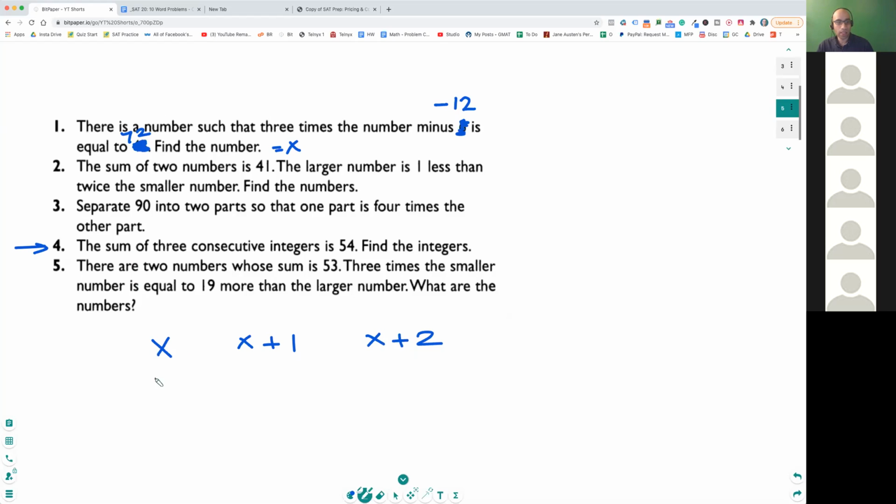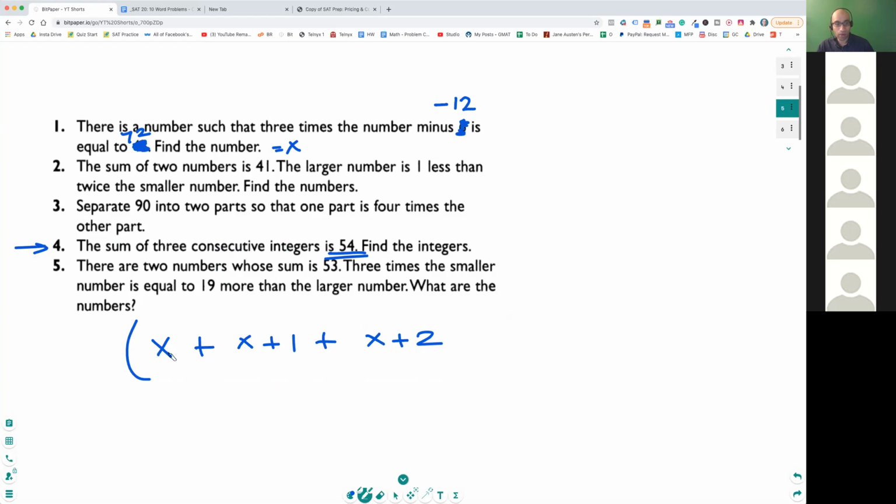Something like 10, 10 plus 1, and 10 plus 2, which gives you 10, 11, and 12. Now what they're saying is, what is the sum of the three consecutive integers? The sum of these three, which means you just sum this and this, like this: x plus x plus 1 plus x plus 2, summing it up.